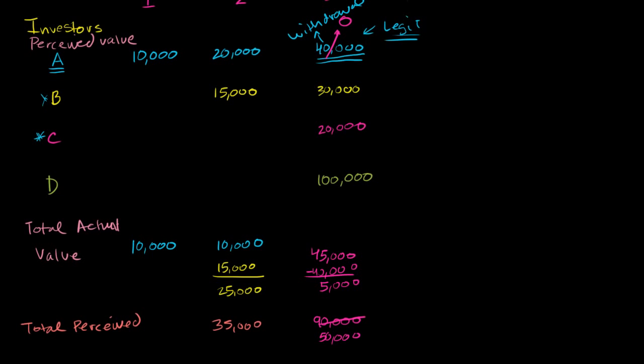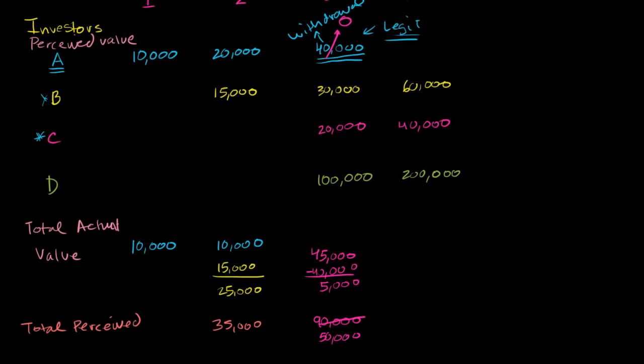This guy withdrew all of his money, but investor B now thinks he has $60,000. Investor C thinks he has $40,000. And investor D thinks he has $200,000. Oh, and I forgot to put investor D's deposit here.